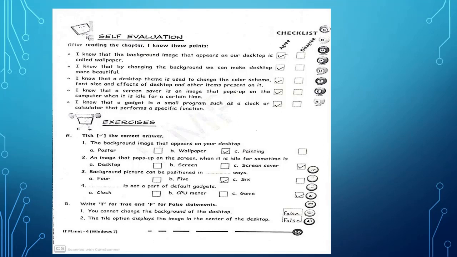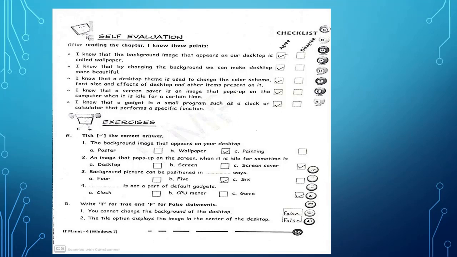The next one, we got to know what is screensaver, and it is an image that pops up on the computer when it is idle for a certain period of time. And the last one, we got to know that the gadget is a small program such as clock or calculator that performs a specific function.